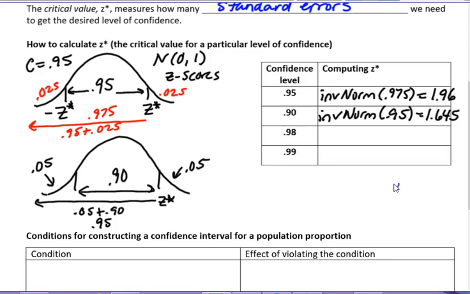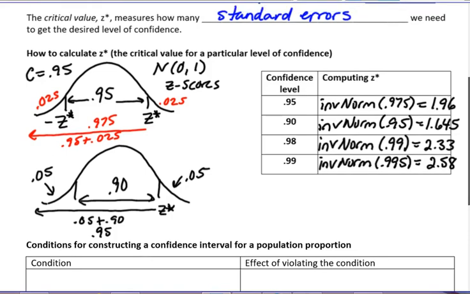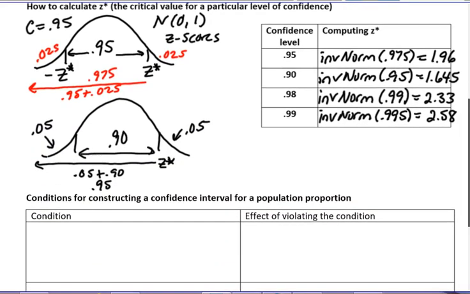Then 98%. You're going to have 98% in the middle with 1% here and 1% here. So what's going to go in there is 99%, the middle 98% plus the lower tail. So this would be 0.99, which turns out to be 2.33. And then for 99%, there's going to be 0.5% on either tail, so this is going to be 0.995, which ends up being about 2.58. So this is why higher levels of confidence give us wider intervals, because this critical value gets bigger with each level of confidence.